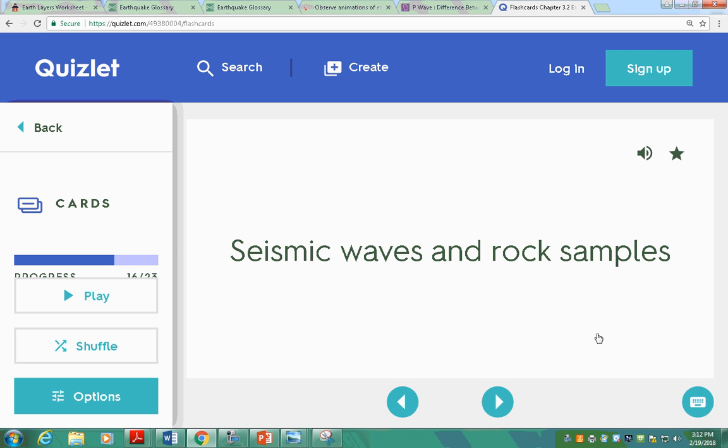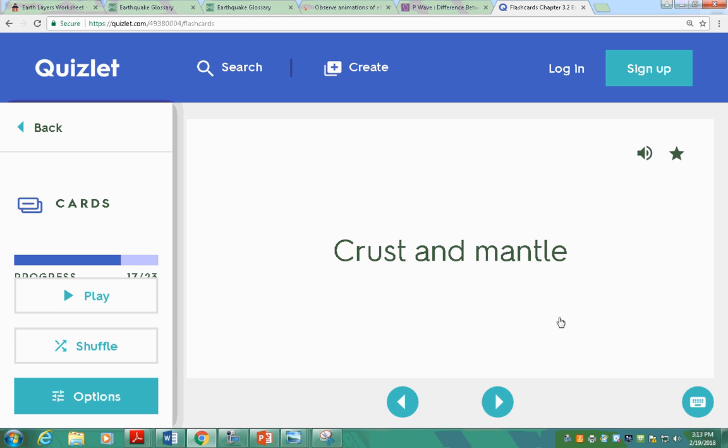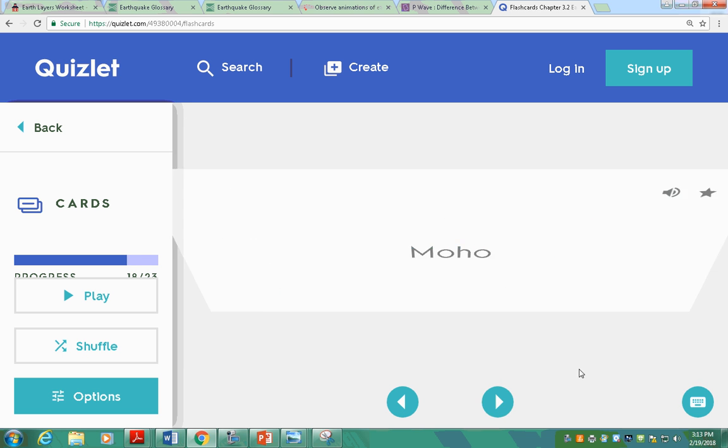Seismic waves are one of the ways that scientists are able to break down what might be inside the surface of the Earth. S waves can travel through the crust and through the mantle as well. So those aren't going to have maybe the force or the momentum of those P waves.